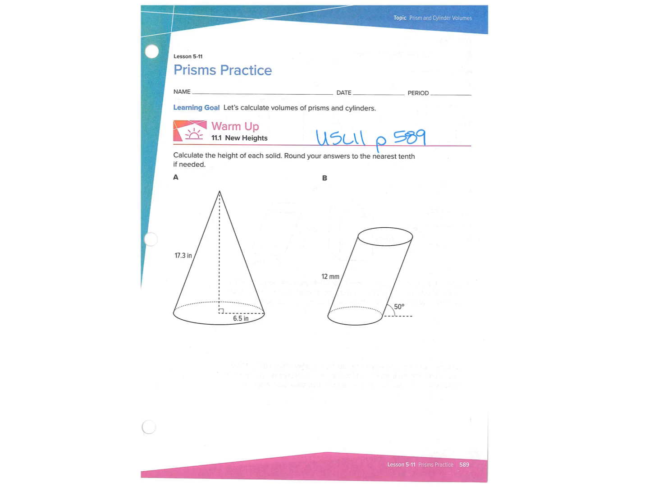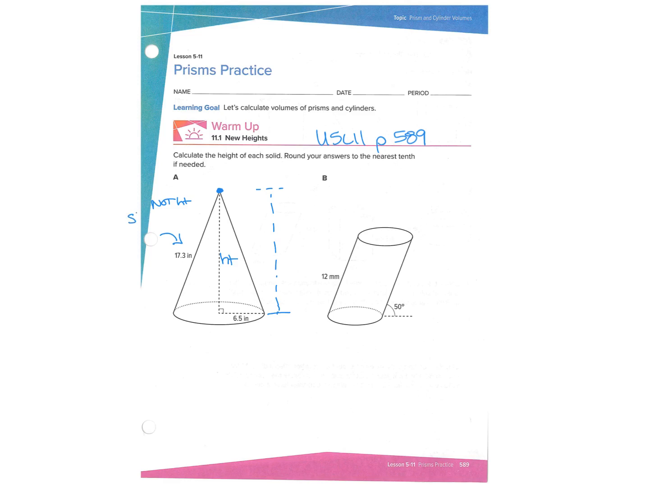Sometimes the actual height isn't given to us. For example, take a look at A on this page. This 17.3 is not the height of my cone. The height of my cone is this perpendicular height from the top, or the vertex, to its base. I want to know this. This is the actual height.